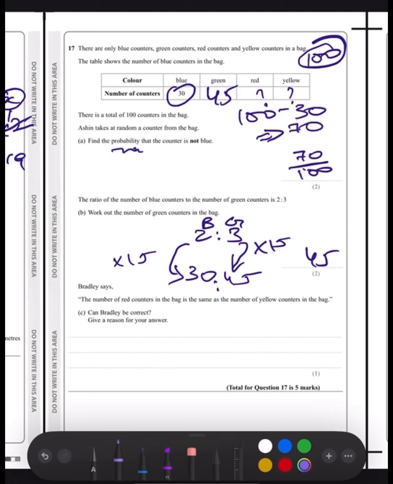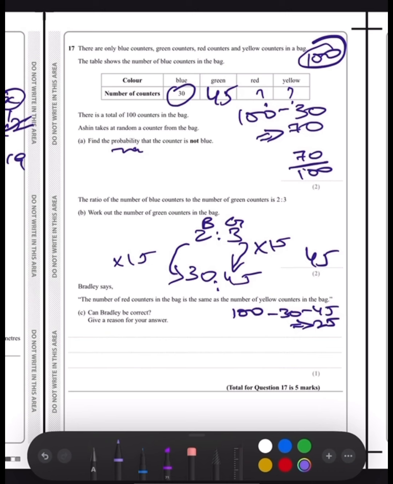With the numbers we've already been given, we can find out how many yellow counters or how many red counters there could be. It might be an equal value if we use x and other methods, but it's not something we need to put down right now. We just need to check if the red counters in the bag are the same as the yellow counters. Firstly, we know 100 is the total. We can subtract 30 and 45 to get a number that covers yellow and red. So 100 minus 30 minus 45 gives an answer of 25.